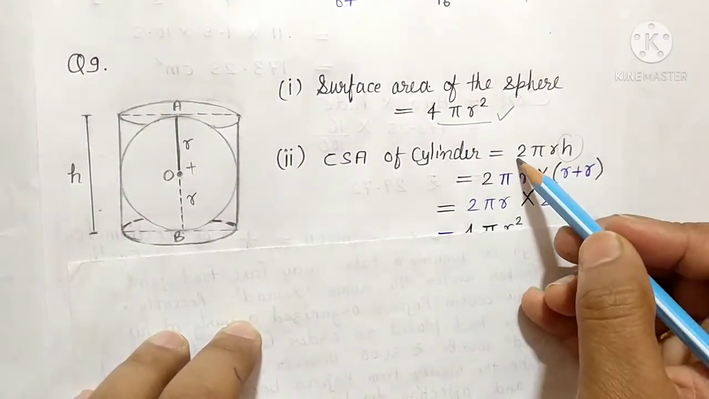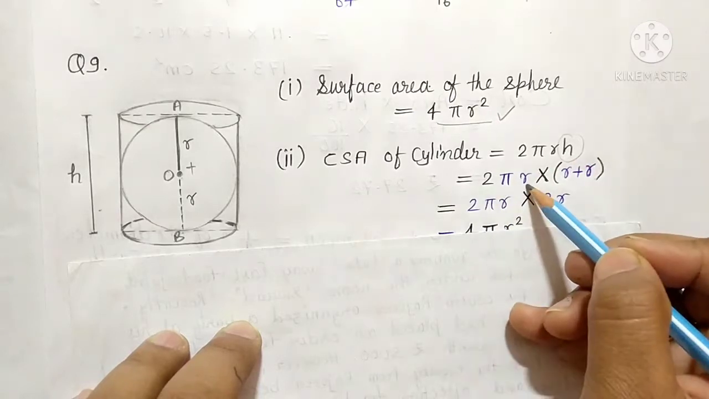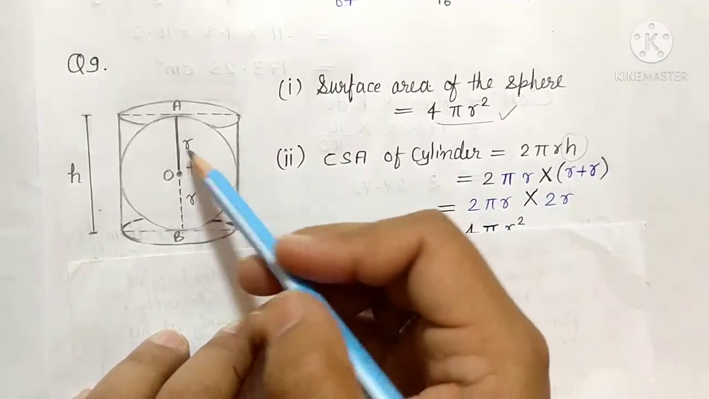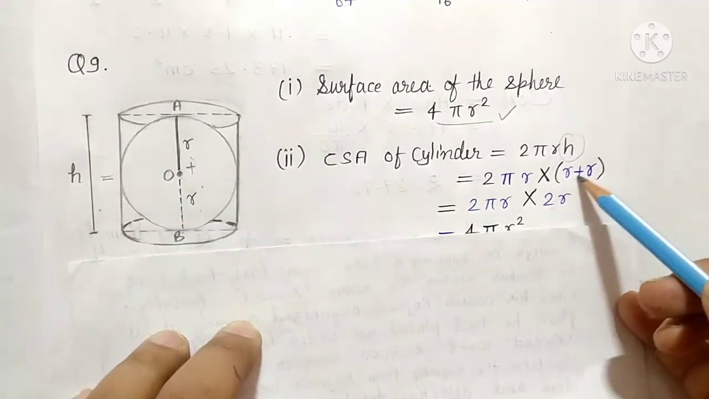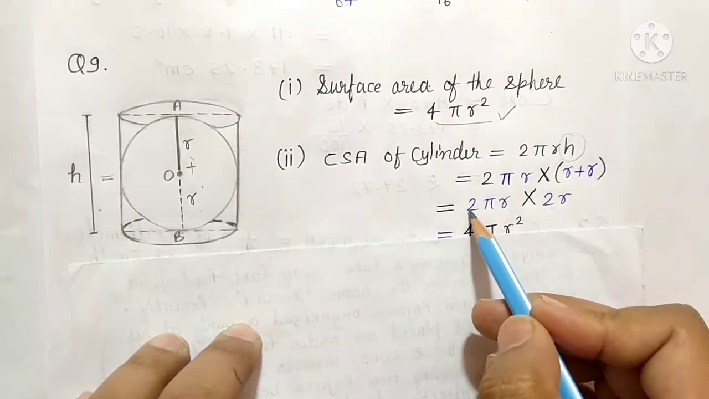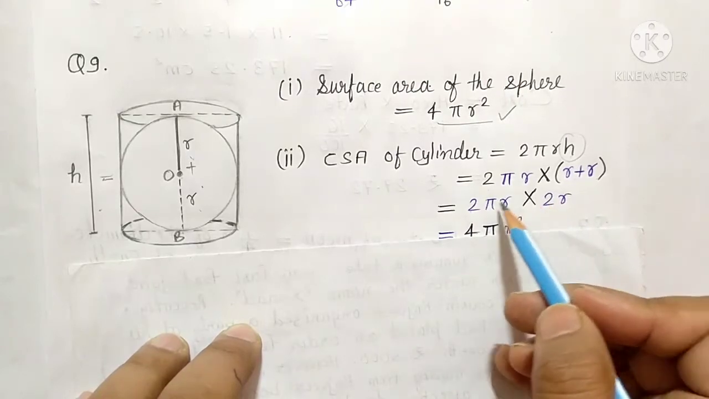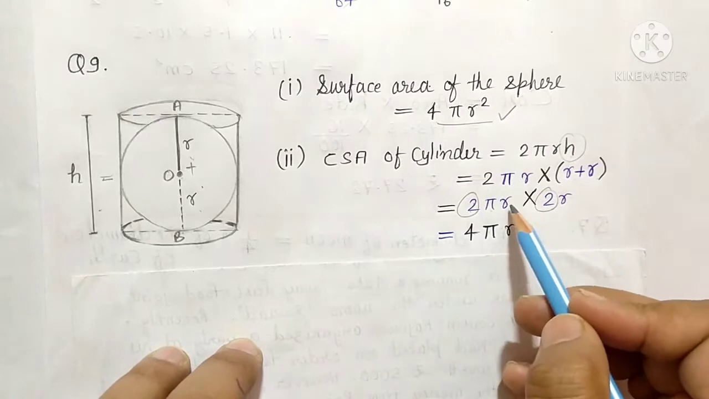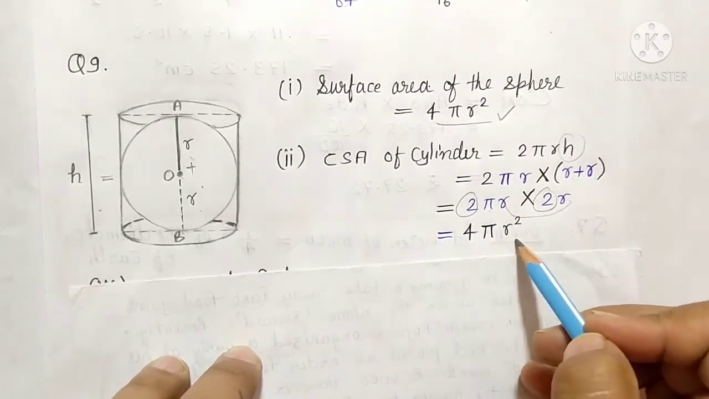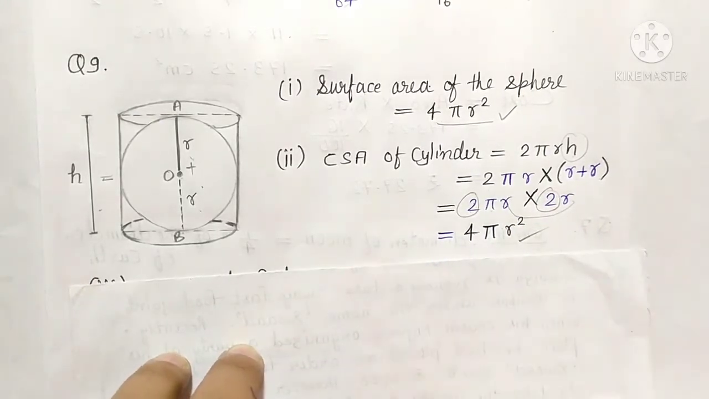So we can put in the formula 2 pi r h, which means 2 pi r, and in the bracket, in place of h, r plus r. This is equal to h only. So r plus r is 2r. Now we have to multiply here. 2 times 2 is 4, so 4 pi r, and r into r is r square. So 4 pi r square is the CSA of the cylinder.